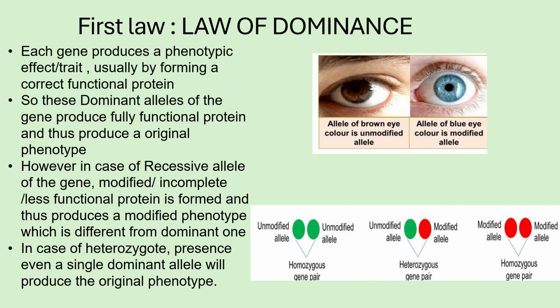Now how does that matter? How is this possible? This is due to the functional gene formation. A dominant allele will form a completely functional and complete protein which is responsible for one trait. But in case of recessive alleles, the protein which is formed is either incomplete or less efficient, because of which the protein formed for that particular trait is not complete. Therefore, they have a modified or different appearance from the dominant one.